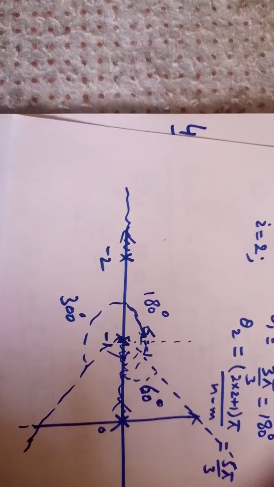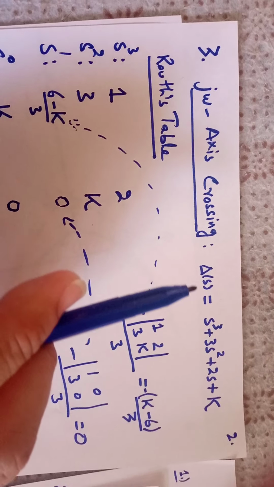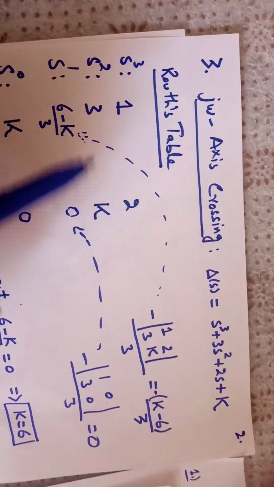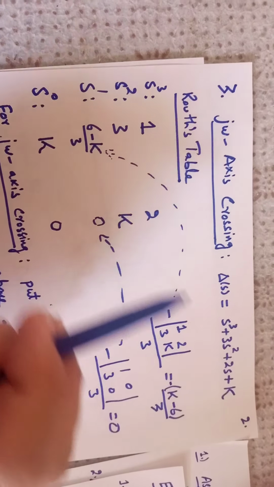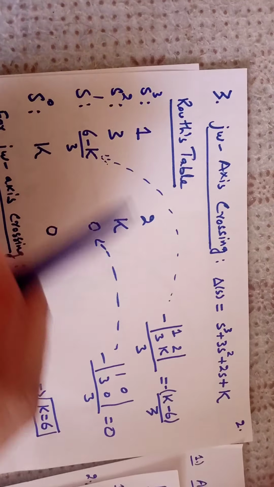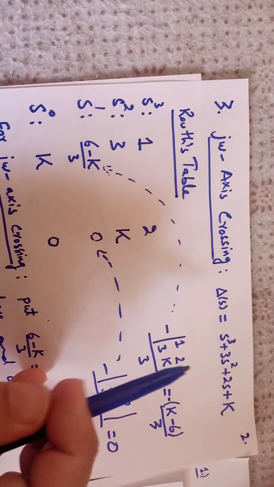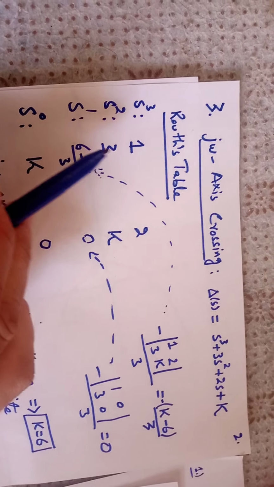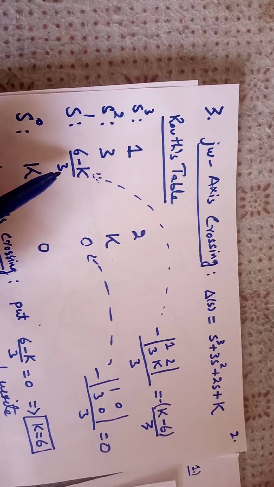Okay, so for that we will move to the next part, which is j omega crossing. For j omega crossing we need delta of s, so I write delta of s here. Now we know how to write the Routh table. I make the Routh table: I put 1 here, 2 here, then 3 here and k. Now after this line I solve using this. I take the determinant of 1 3 2 k divided by 3, so it becomes 6 minus k divided by 3.